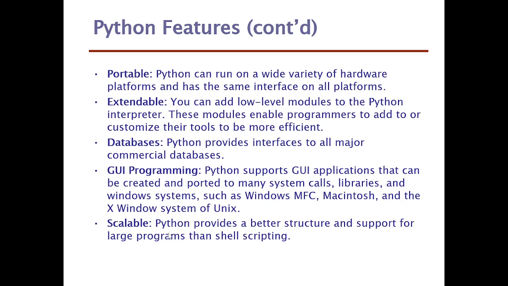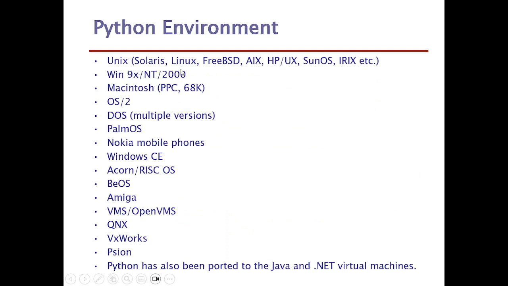So Python is also scalable, it provides a better structure and support for large programs than shell scripting. Okay. So Python environment. We have Unix, Solaris, Linux, FreeBSD, AIX, HP-UX, and also IRIX. So these are versions of Unix. Also we have Windows 9X, NT, and 2000. So these are the older versions of Windows, Macintosh, PPC, 68K, OS/2, DOS, multiple versions, Palm OS, Nokia mobile phones, Windows CE. So these are the platforms that support the Python environment.